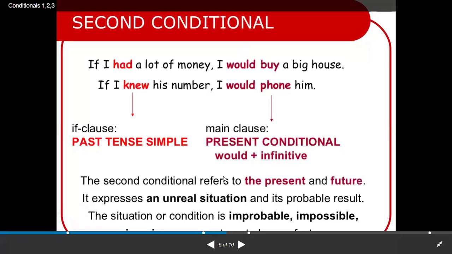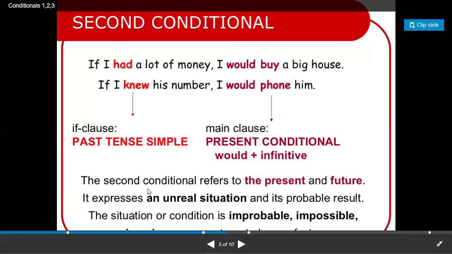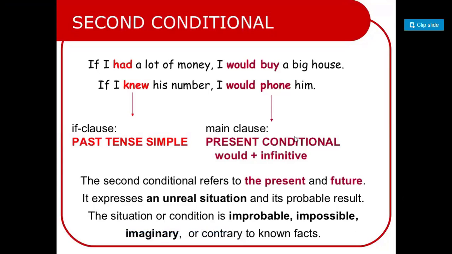Now, what does this tense show us? The second conditional refers to the present and future. It expresses an unreal situation and its probable result. The situation or condition is improbable, meaning not possible. It is impossible or imaginary or contrary to the facts. For example, in the first sentence, if I had a lot of money, I would buy a big house. The fact is that I don't have a lot of money. Are you getting the point? I'm just imagining, saying something that is not possible. It's improbable, unlikely, it won't happen. If I had a lot of money, I would buy a big house. It means that I don't have money.